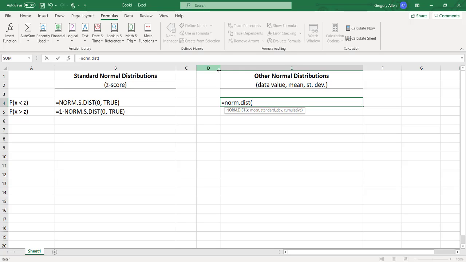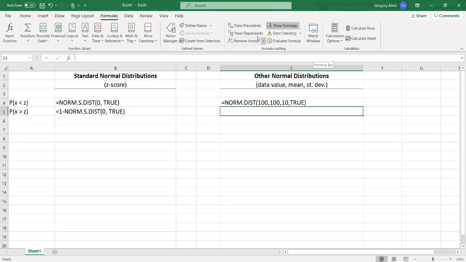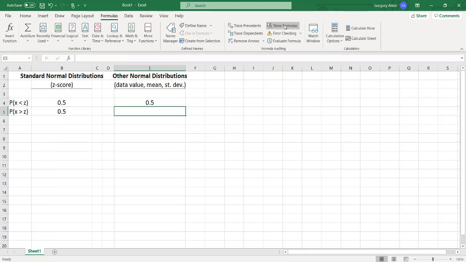So let's say, just for testing here, I'm going to give it 100, and I'm going to make the mean 100. So you see, I'm really asking the same question here. I'm asking, what is the probability of getting a result less than the mean? And the standard deviation really shouldn't matter, but you have to put a number in. Now, this should also give me 0.5, and yes, it does.